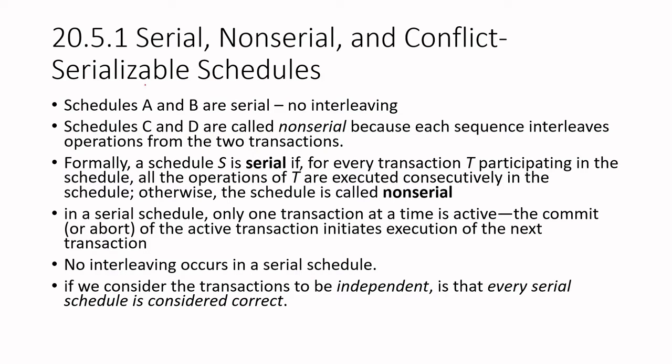We talked about schedules A and B, that is T1 followed by T2 or T2 followed by T1. There is no interleaving, and such schedules are called serial schedules. And we have C and D, where we have interleaving of operations from the two transactions; they are called non-serial. Formally, a schedule is serial if for every transaction participating in the schedule, all the operations of that transaction are executed consecutively. If one transaction is executed after another, it is a serial schedule. Otherwise, the schedule is said to be non-serial.